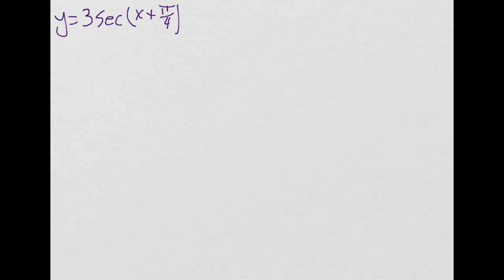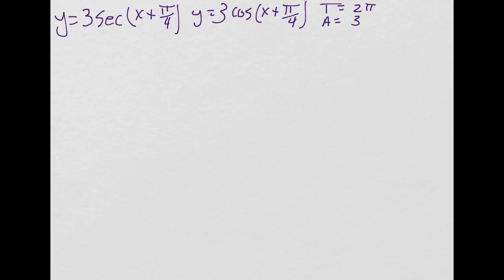Okay, last graphing problem. Again, I think it's helpful to think of this in terms of the reciprocal function, y equals 3 cosine x plus pi over 4. So identify the important pieces. The period is 2 pi, the amplitude is 3, and the phase shift is going to be pi over 4 to the left. So draw yourself some axes.